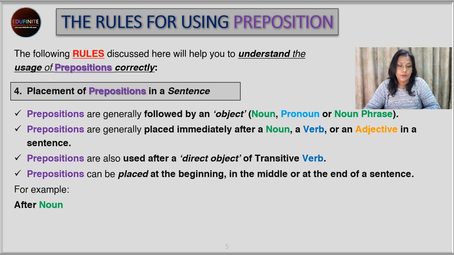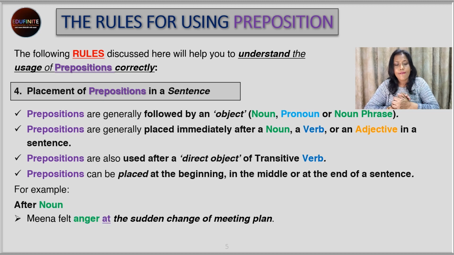After noun. So, Meena felt anger at the sudden change of meeting plan. So over here what we see, anger is the noun and after noun, at is the preposition. Why? Because after at we have the noun phrase, a sudden change of meeting plan. So this is the preposition. Well, let's look into the next sentence.